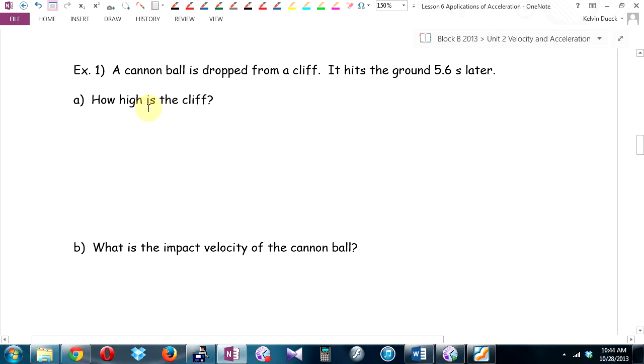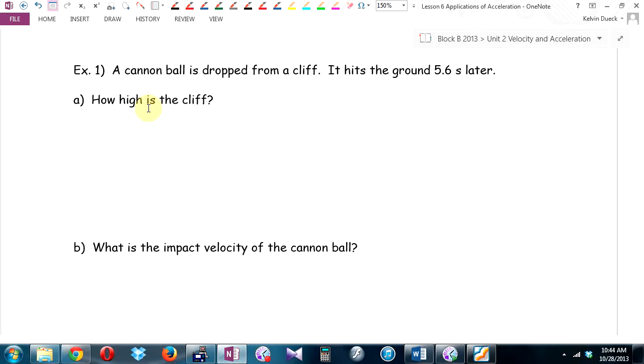I don't know if you've ever stood next to a cliff and dropped something over safely, as long as you knew nobody was below there. So let's suppose you drop a cannonball. Why a cannonball? I want to be able to ignore air resistance. So let's say a very round aerodynamic rock, if you want to go with that, is dropped from a cliff. And I got my watch on me and I time it. Hits the ground 5.6 seconds later. How high is the cliff?